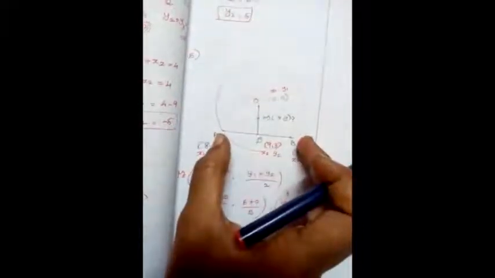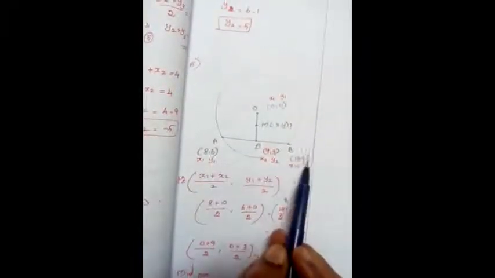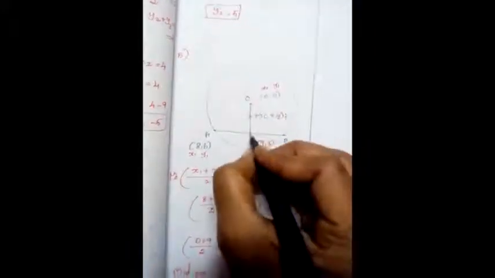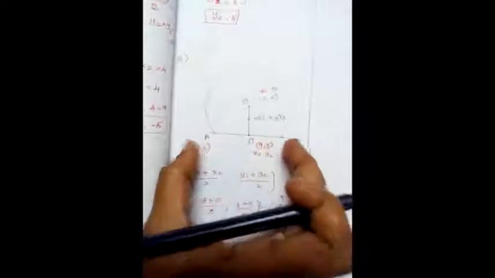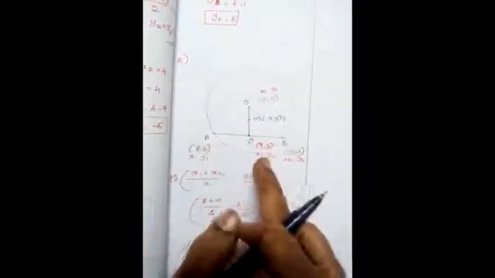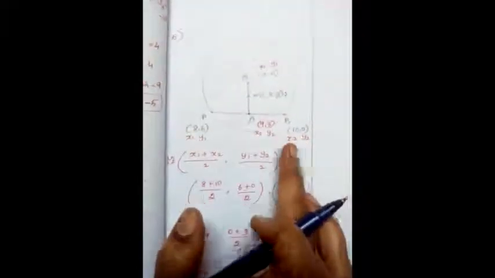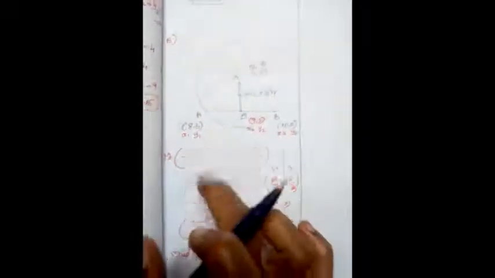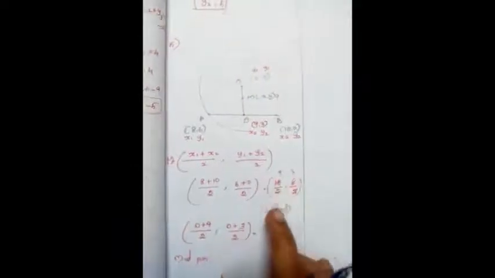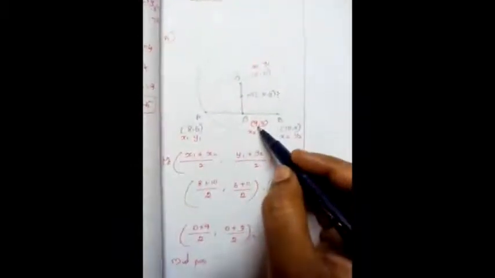Now listen, the fifth sum. The center of the circle is 0, 0 and one chord is given here. The ends of the chord are A and B: 8, 6 and 10, 0. Okay, now we have to find the midpoint of OD, where D is the midpoint of AB. Midpoint of AB first: x1 plus x2 by 2, y1 plus y2 by 2. Okay, 8 plus 10 by 2, 6 plus 0 by 2. The answer is 9, 3.